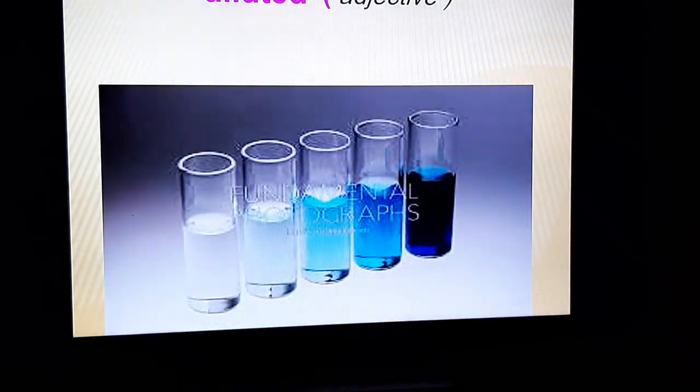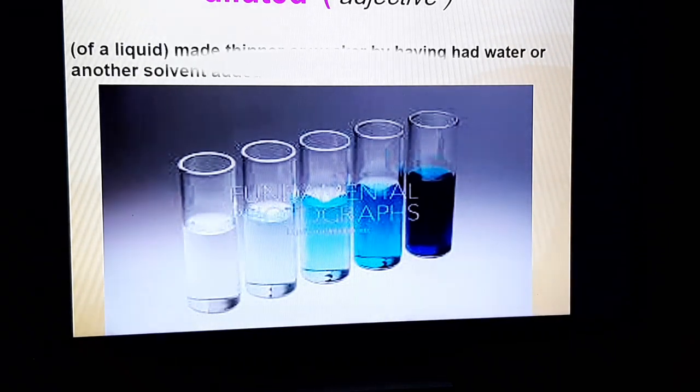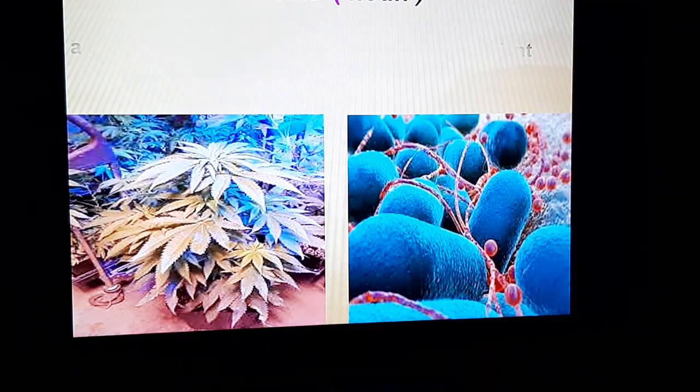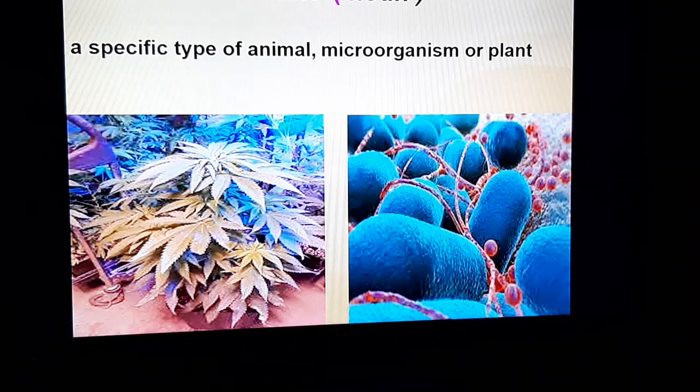Diluted. We use water to make this solution thinner or weaker, or we use solvents to do that. Made thinner or weaker by having had water or another solvent added to it. Strain, a special group of plants or a specific group of animals. As we see, a specific type of animal, microorganisms, or plants.